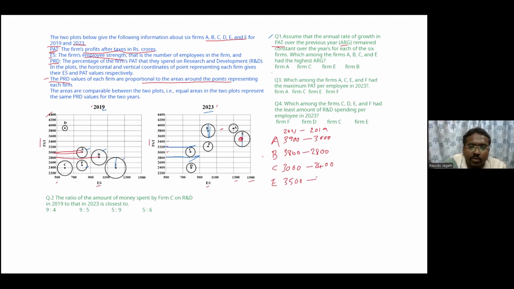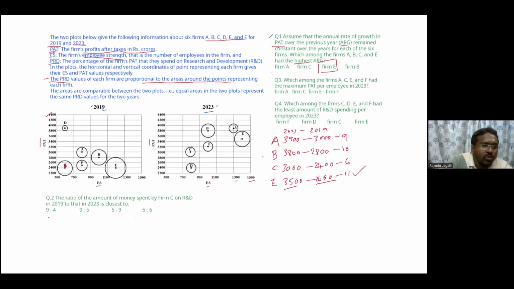So out of all these, which among the films is having the highest ARG? 3900 to 3000, this is 900. 3800 to 2800, this is 1000. 3000 to 2400, 600. 3500 to 2400, this is 1100. So highest among is having E. Answer for this question is firm E. I repeat, firm E is having the highest annual rate of growth compared over A, B, C, E.